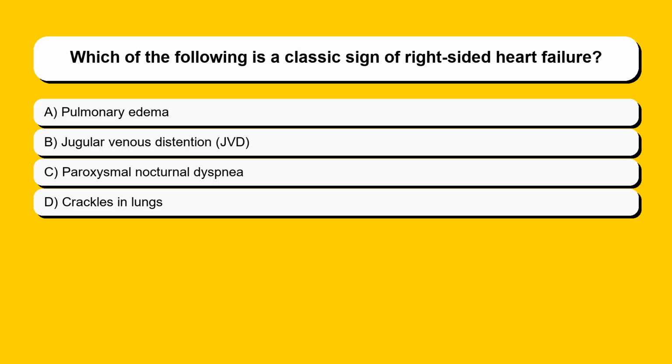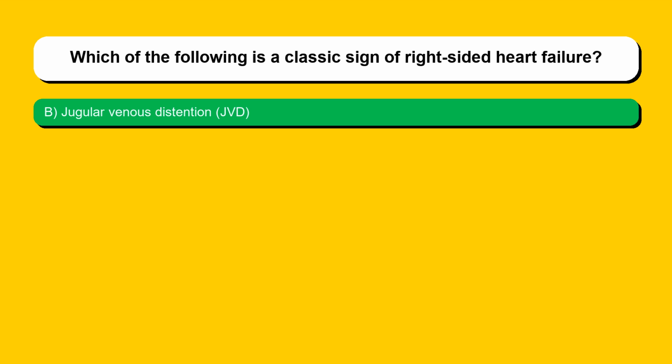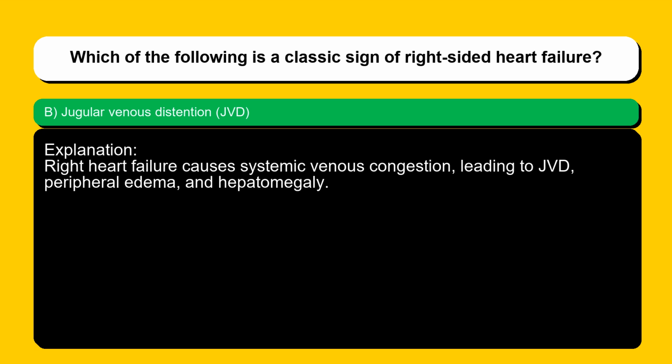Question 18. Which of the following is a classic sign of right-sided heart failure? Option A, pulmonary edema. Option B, jugular venous distension, JVD. Option C, paroxysmal nocturnal dyspnea. Option D, crackles in lungs. The correct answer is option B, jugular venous distension, JVD. Right heart failure causes systemic venous congestion, leading to JVD, peripheral edema, and hepatomegaly.